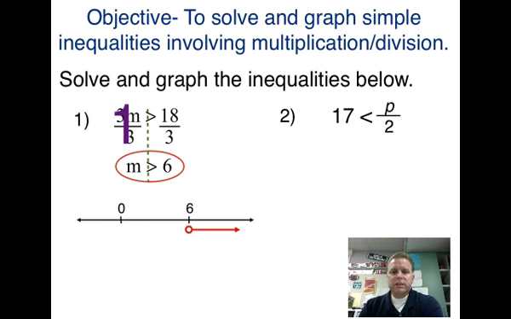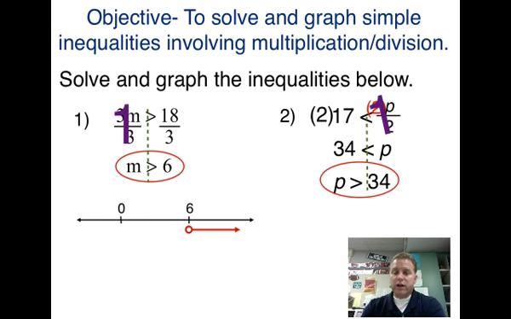Number 2. 17 is less than p over 2. Remember, a fraction bar means division, so we have p divided by 2. Since they're dividing by 2, we're going to multiply both sides by 2, keeping our equation balanced by doing the same thing on both sides. So we have 2 here and 2 here. 2 over 2, again, is our big fat 1, and 2 times 17 is 34. You can rewrite this as p is greater than 34.